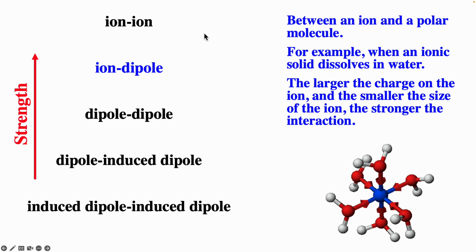So the ion-dipole interaction is an interaction between an ion and a polar molecule. Remember, whenever you see dipole, think polar molecule. So for example, when you dissolve a salt in water, you have ions surrounded by the water molecules, and so that gives you the ion-dipole interaction. Now, the larger the charge on the ion and the smaller the physical size, the stronger the ion-dipole interaction.